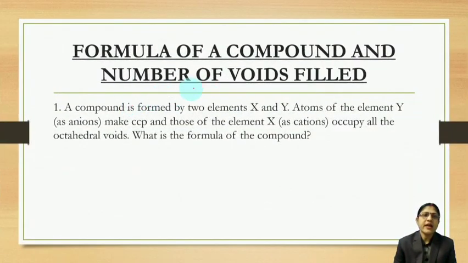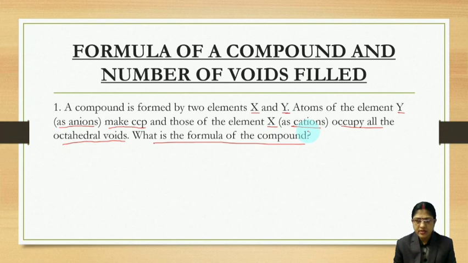So let us discuss how to find out the formula of a compound. Here is question number 1. A compound is formed by two elements X and Y. Atoms of the element Y are given here as anions. That means anions form the close packed structure, Y makes CCP, and those of the element X as cations occupy all the octahedral voids. Then what is the formula of the compound?